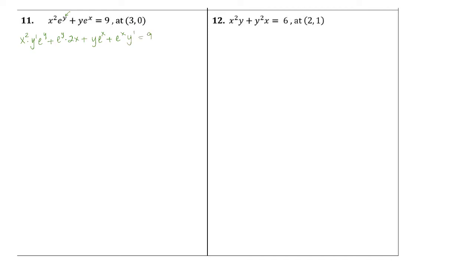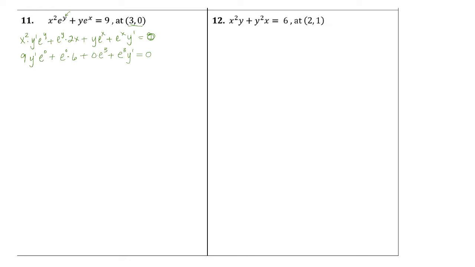And again, with all this craziness, there is no way I would try to solve for y prime when I'm given a value. So let's go substitute in. So x squared, that's going to give me 9 y prime times e to the y plus e to the y times 2x, so that's going to be 6. Plus y, 0 times e to the third, plus e to the third y prime. Oh, that doesn't equal 9, that equals 0. All right, so let's see if we can't simplify this.